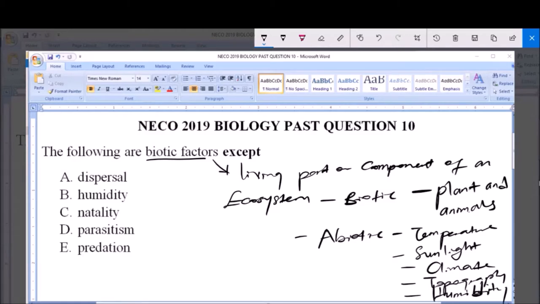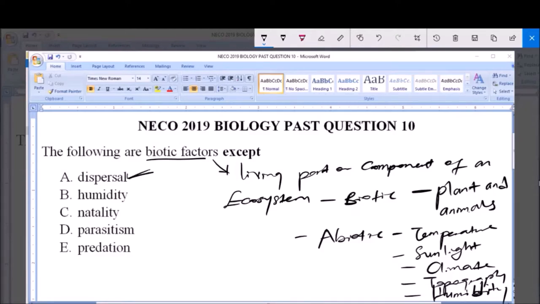Now the question says the following are biotic factors except A. Here says dispersal. Dispersal involves what? Plants and animals. That is dispersal, movement from one place to another. It involves plants and animals, so it is a biotic factor.